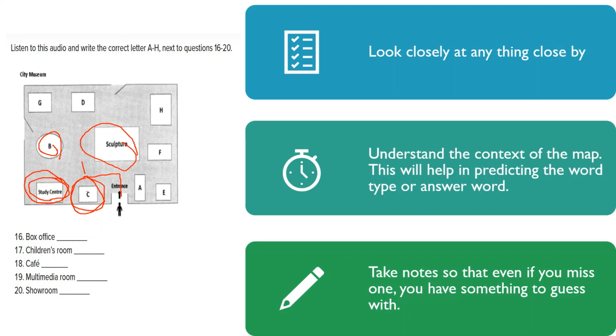This is not adjacent to study center. It is opposite to a study center at a distance. So I know that I have to go for C. So it is confirming the area which I need to cover. So these helping hands, these clues on the maps, help us to confirm the answer which we are looking for.